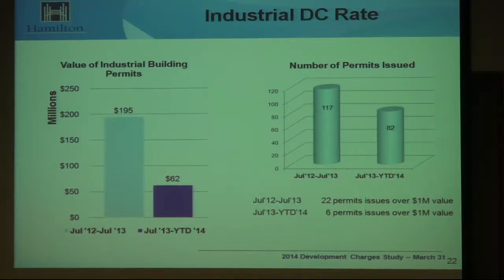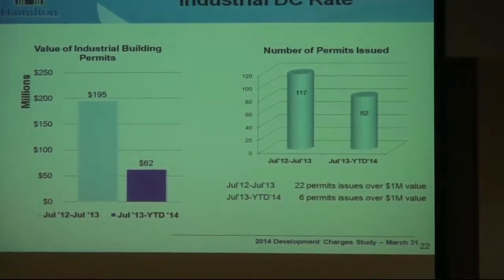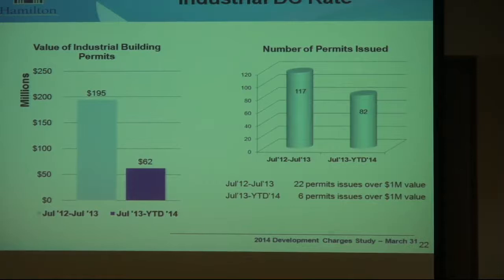When you look at the bar graph here on the left-hand side, you see the development charges before the increase in July 13 were 665, and total industrial permits were 195 million. After the increase, it only dropped to 60 million.